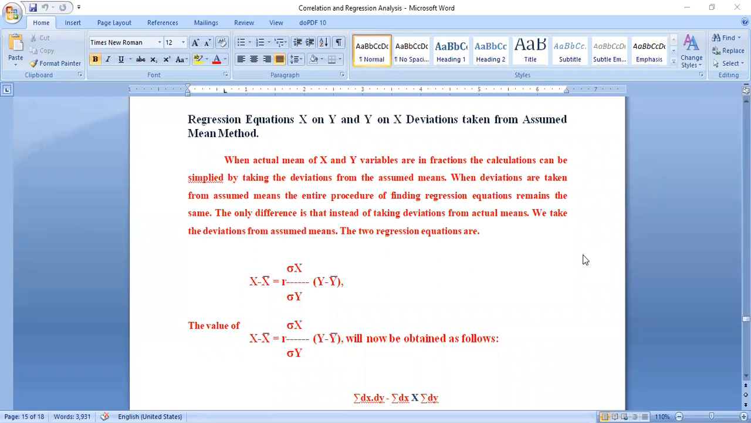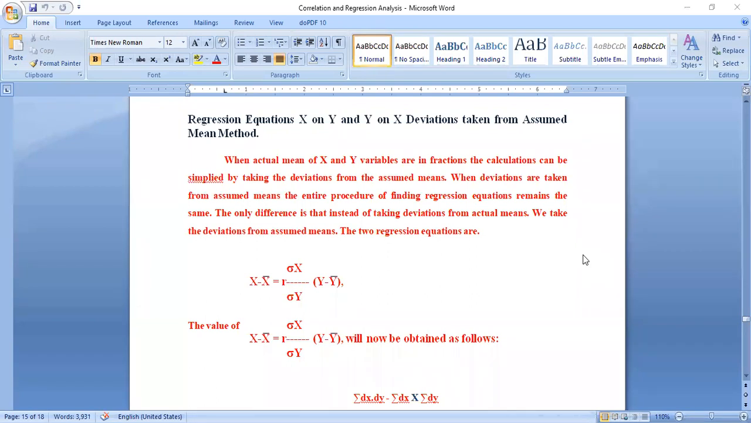So today we are going to start a good topic, that is regression equation, x on y and y on x, deviations taken from assumed mean method. In the previous class, we discussed regarding regression equation x on y and y on x on actual mean method. But in this class, we are going to see the difference between actual mean and assumed mean.